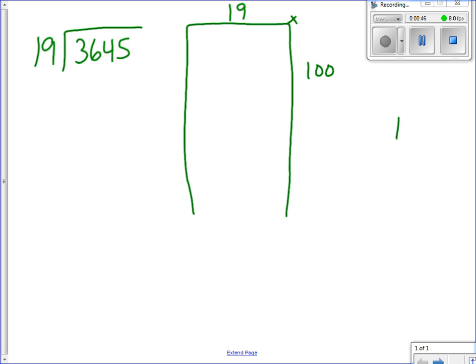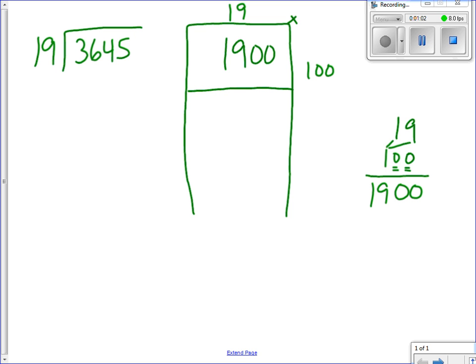So I multiply 19 times 100, and I have 2 zeros. So I put those 2 zeros down, and then I multiply my 1 times 9 and get 9, and my 1 times 1 and get 1, and I have 1900. And I close that rectangle right there, and I subtract that from my original dividend.